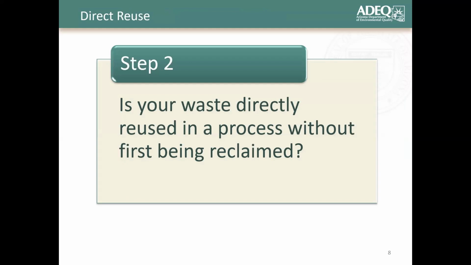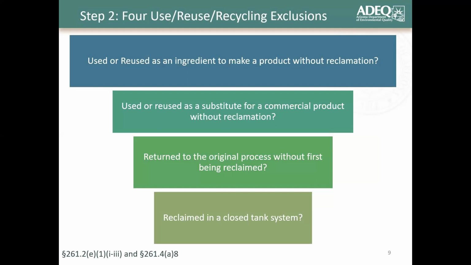We are still trying to determine if our recyclable material is a solid waste or if it's excluded from the definition of solid waste. Step 2 asks you about your recycling process. Is your waste directly reused in a process without first being reclaimed? The direct use or reuse of a secondary material without prior reclamation is also a form of recycling. There are 4 use or reuse exclusions from the definition of solid waste. If your waste falls under one of these descriptions, then it is excluded and you may manage it as a material or product.